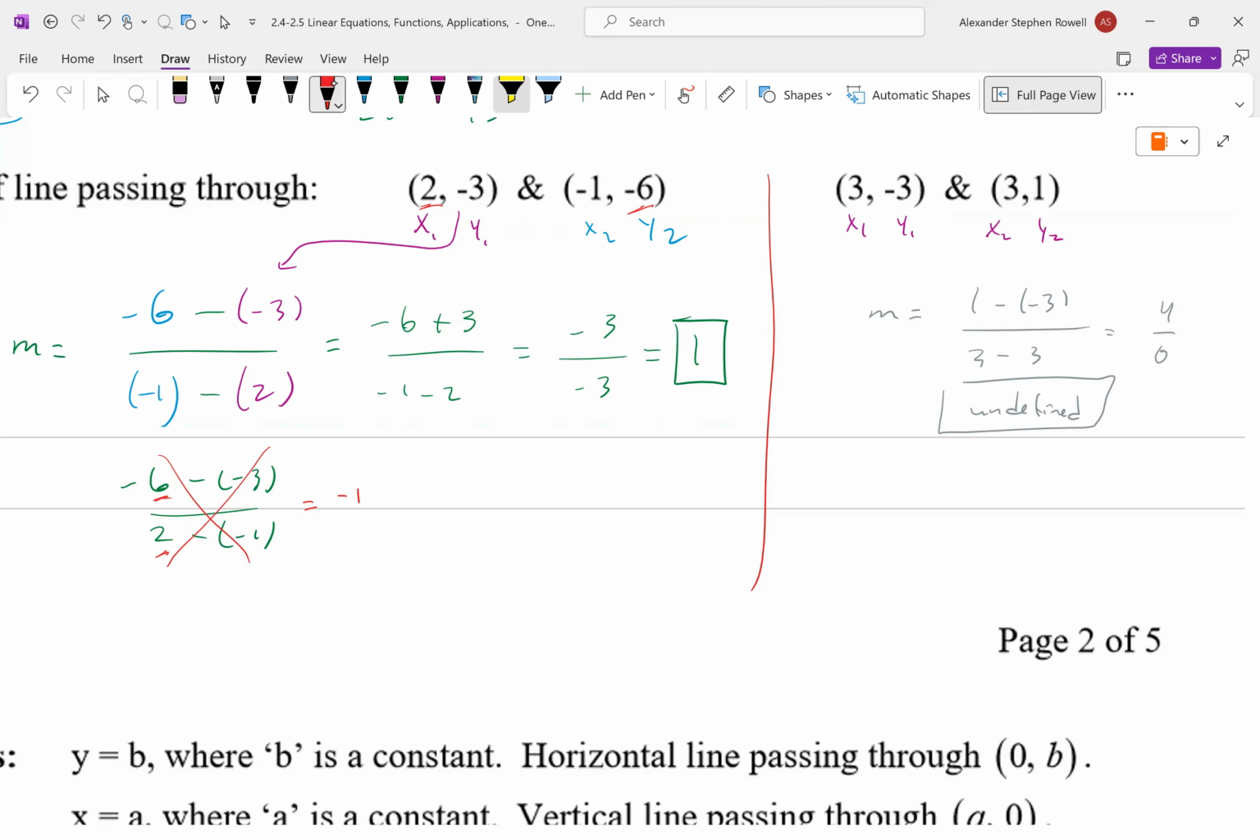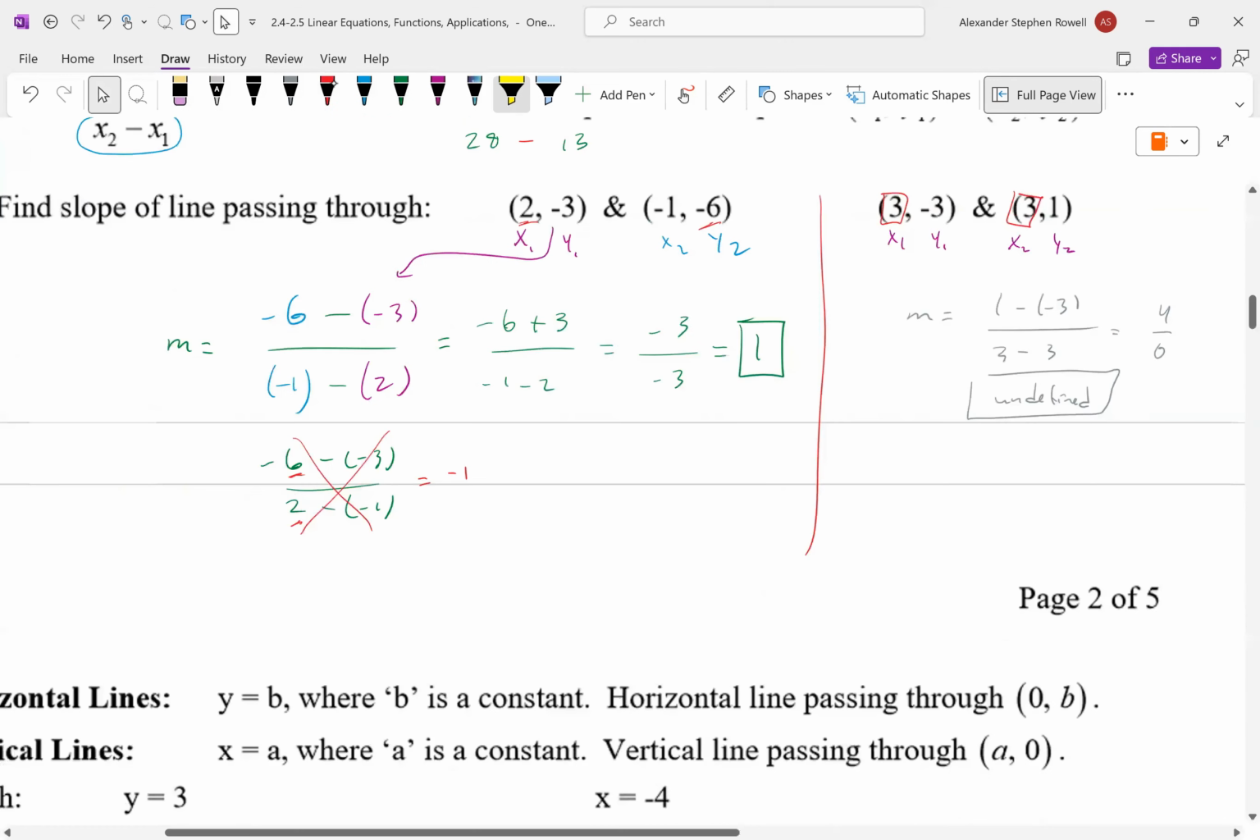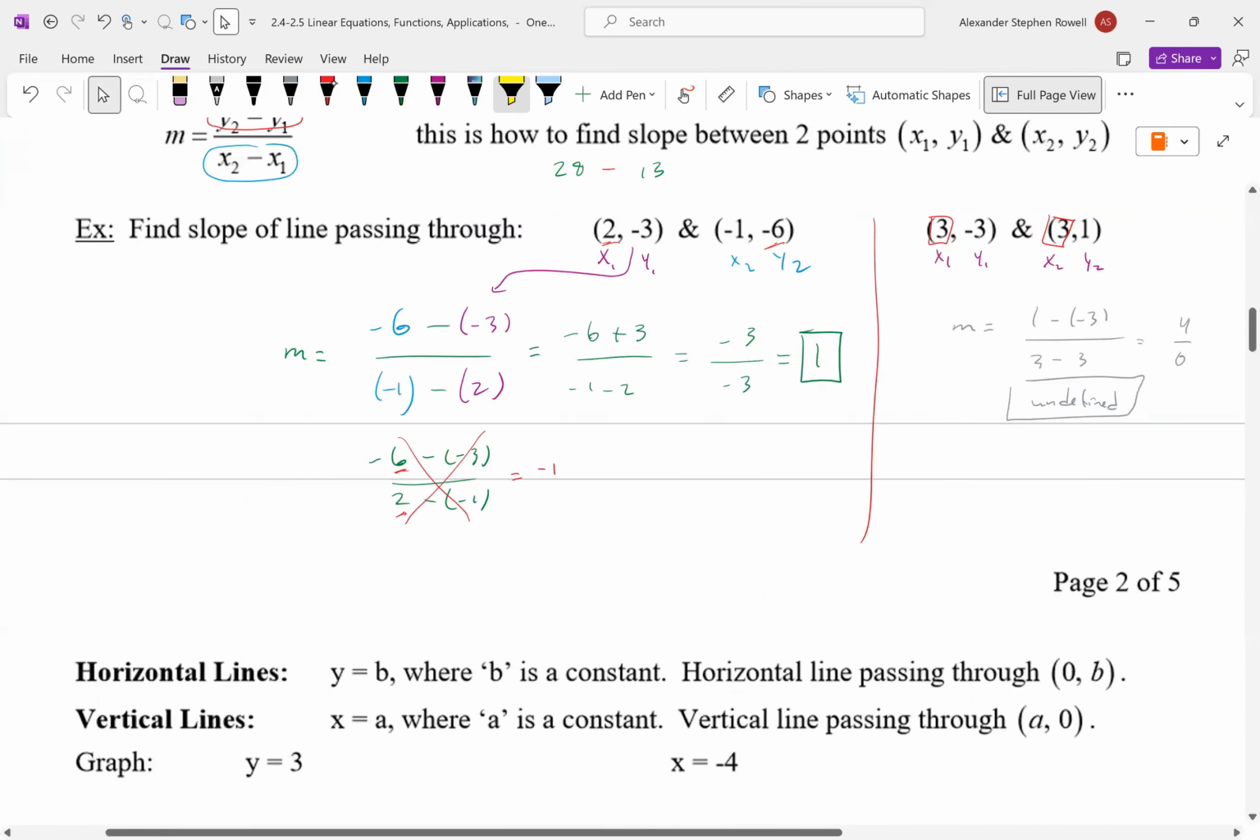Looking at the ordered pairs, if they have the same x values, obviously one will be on top of the other, and therefore it would be a vertical line with undefined slope. Any questions? This is a review, right? Okay.